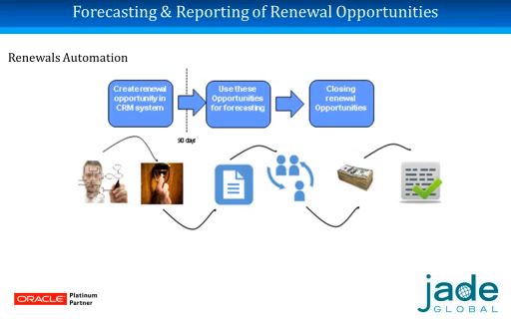In the upper portion of the diagram, you see that we are creating renewal opportunities in the CRM system 90 days in advance of the expiry of the base contract. The second box talks about these opportunities being used in forecasting. And once the contract becomes active, those renewal opportunities are closed. So this is at a very high level how the forecasting and the reporting requirement of renewal opportunities can be addressed.